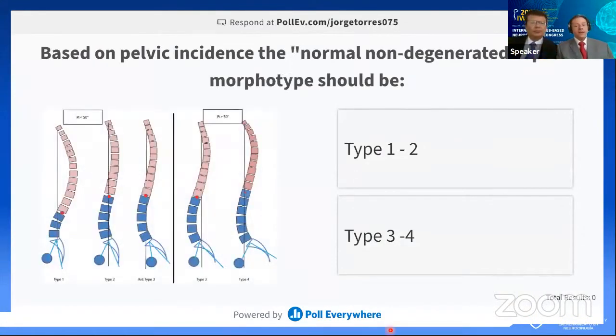So based on the previous question, again, what would be the normal non-degenerated spinal morphotype that we should expect for this patient? A type 1 or 2 or a type 3 or 4? Please take a minute to answer the question.